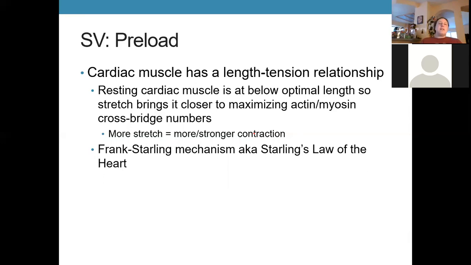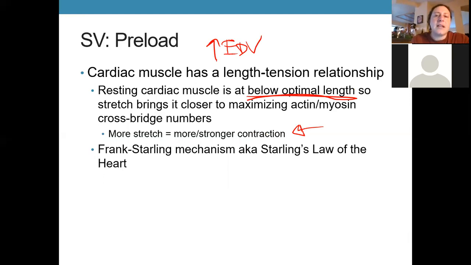Okay, so the length tension relationship in cardiac muscle is similar to but different from skeletal muscle. Usually it is below its optimal length, like I said. So when we stretch it by adding more end diastolic volume, we're actually getting it closer to its optimum length and therefore closer to its maximum contractile ability.